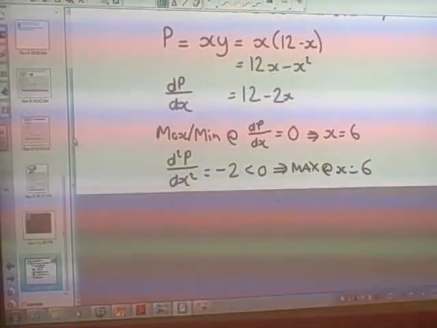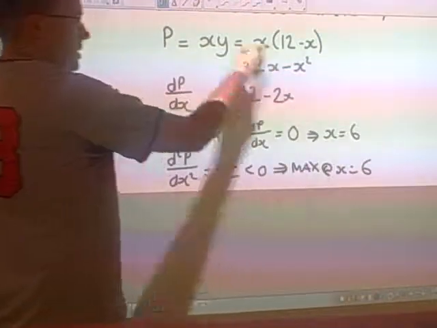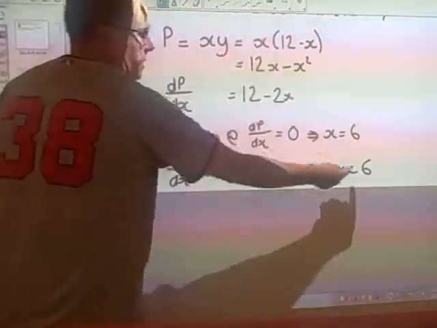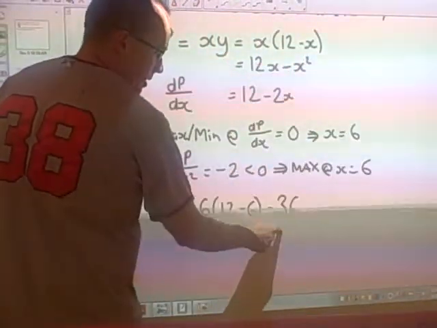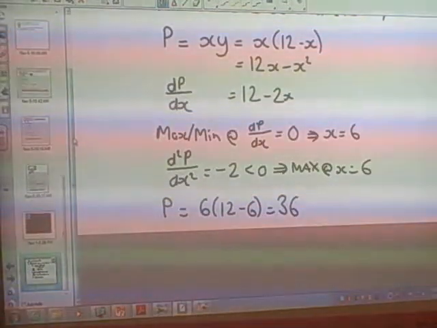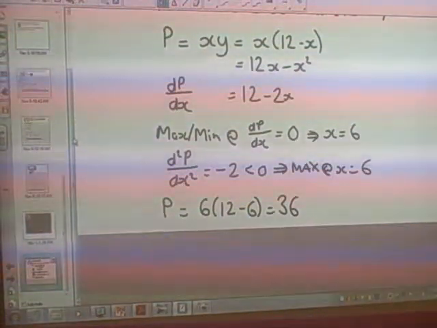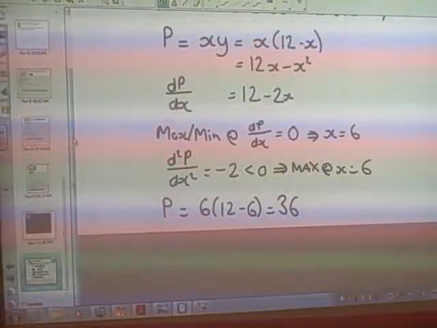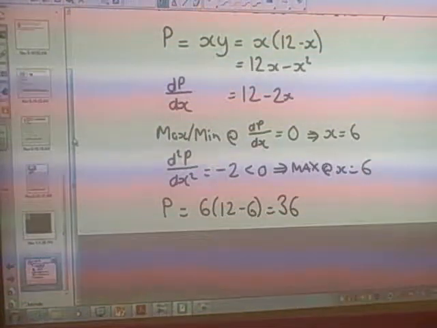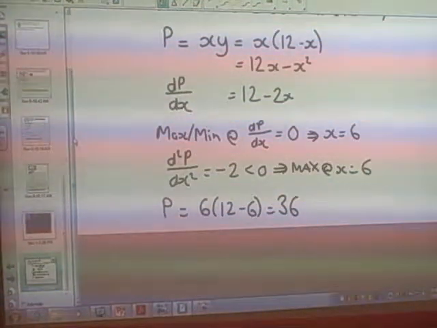Now we have to make sure we go back to the original question though, because the question is what is the maximum product? So if I substitute 6 back into here, then what I end up with is 6 times 12 minus 6, which is 36. So it is that same answer we probably could have found much easier, but this is a more convincing proof and a more important method for when you have more difficult questions.